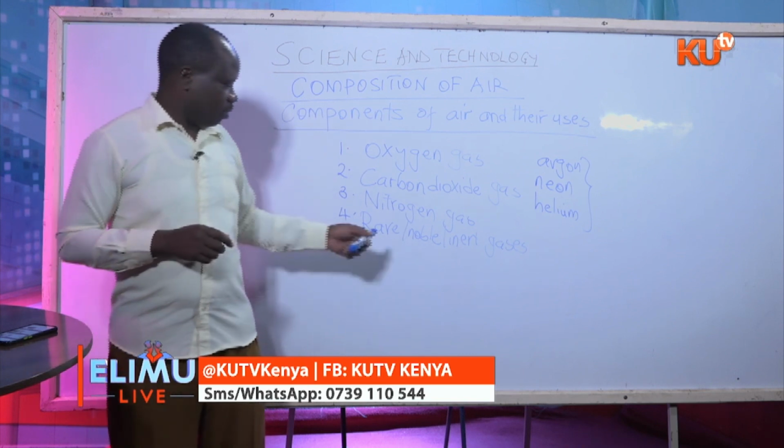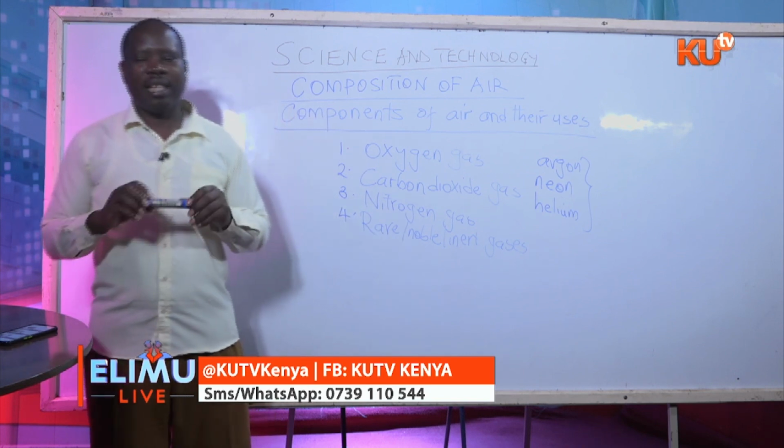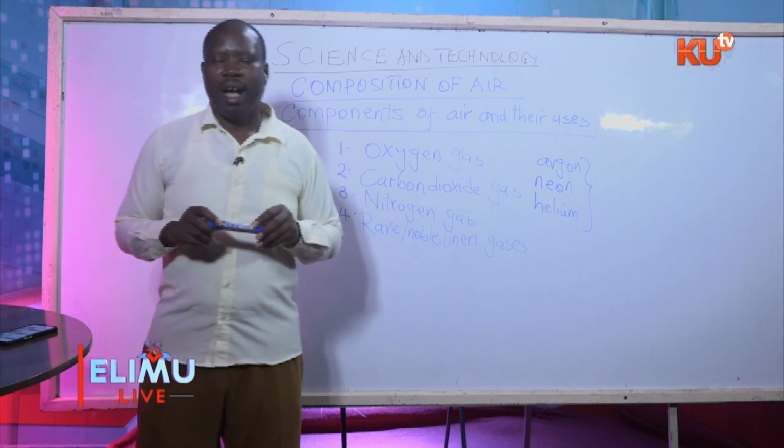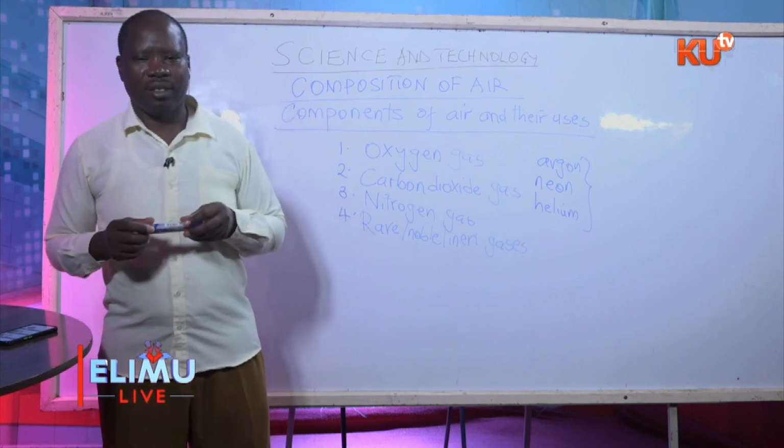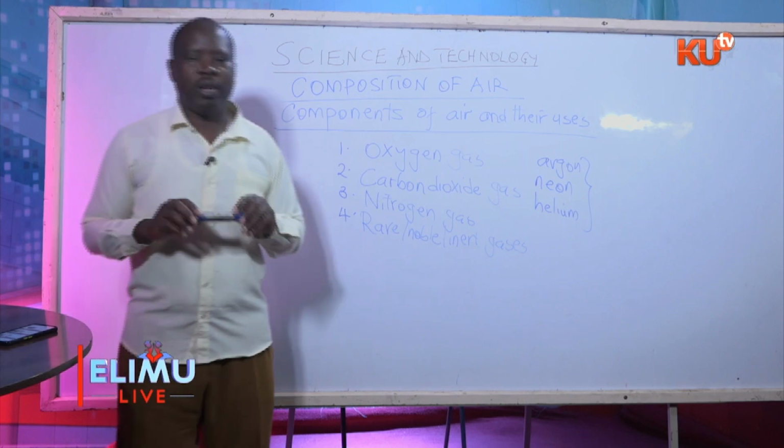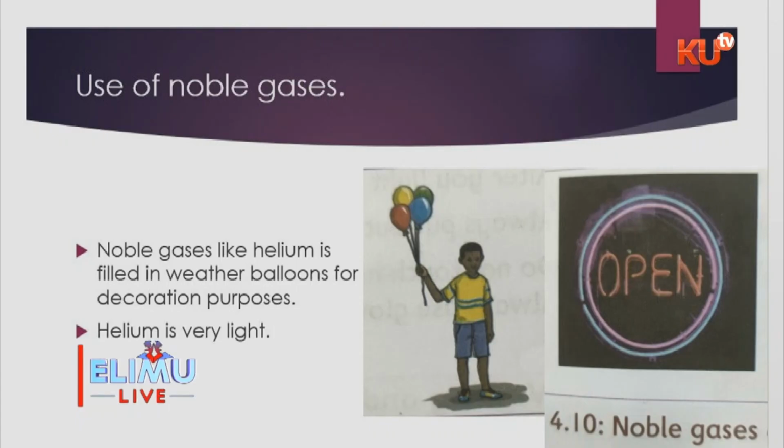Also, apart from decoration, the same rare gases are used in balloons. The commonly used example in balloons, they put in different balloons, like we can see one there. The best example is the helium, because helium is light. It will not make the balloon to be heavy. So helium, as an example of a rare or noble gas, is used in our balloons.